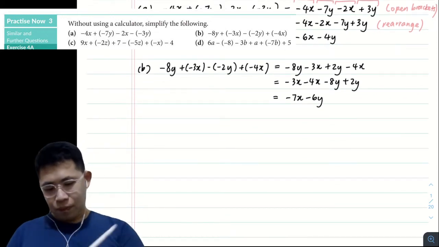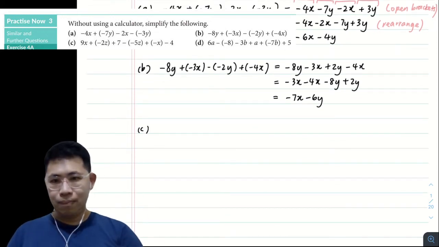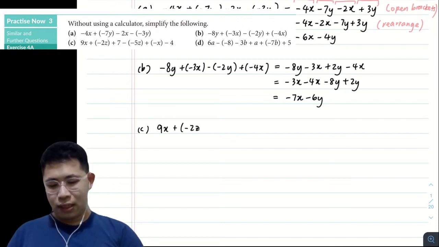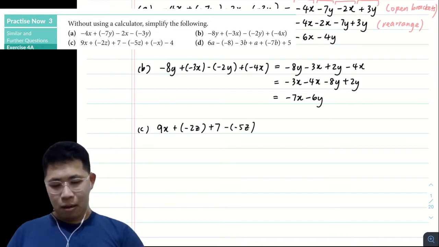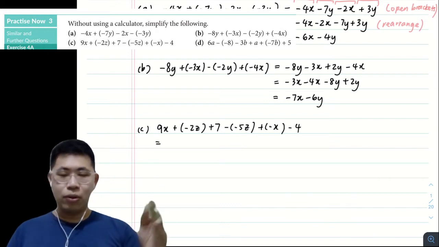C. Okay, C is a bit longer. So we have our 9x plus a negative 2z plus 7 minus a negative 5z plus a negative x and minus 4. So what I am going to do is open up the bracket.